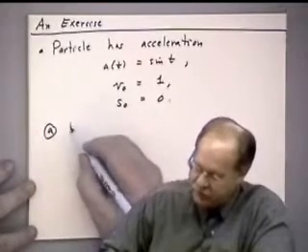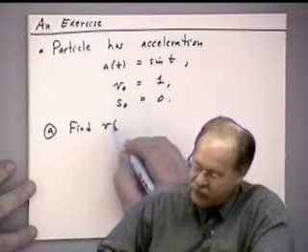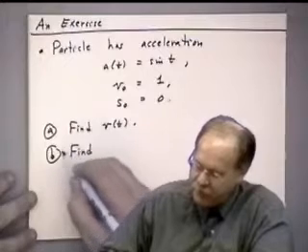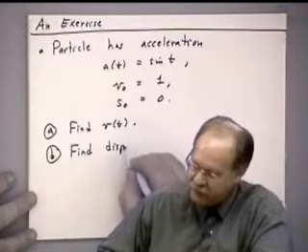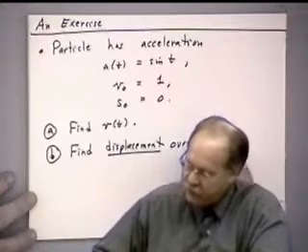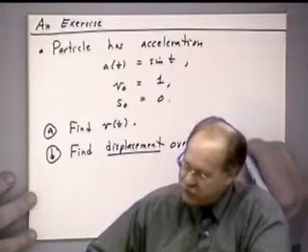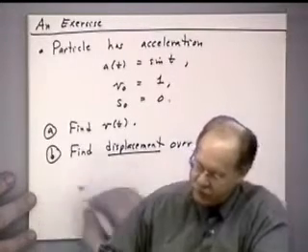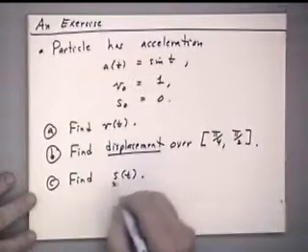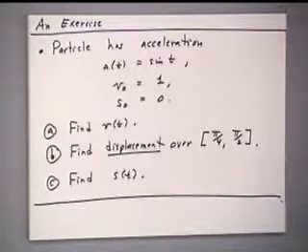Here are the questions. Find the actual velocity function. Secondly, find the displacement over, then I have to give you a time interval. The time interval is from t equals pi over 4 to t equals pi over 2. And finally, find the distance function, or the position function. And do it in that order. So give that a try.